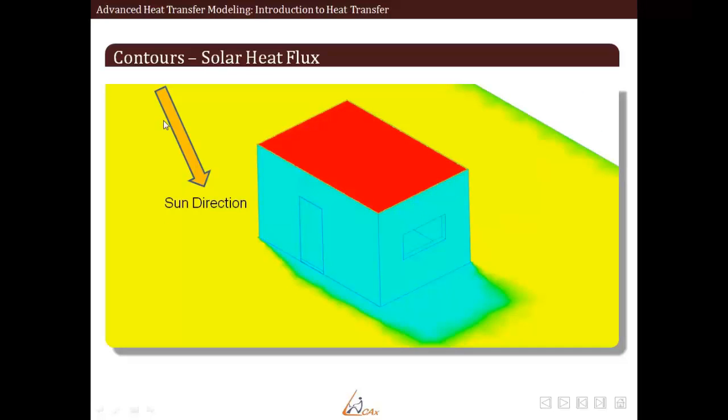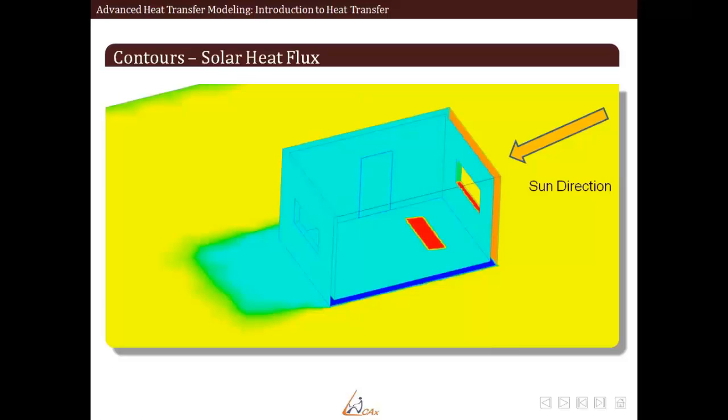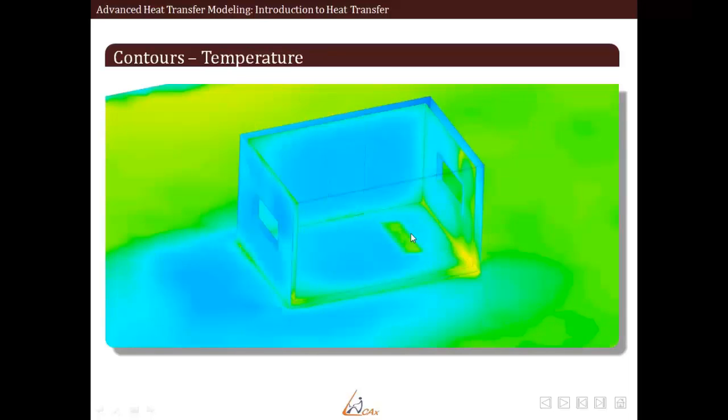When we see from the other view, this is how it looks opposite to the direction of the sun. So the cooler side is actually in the shade. So that is the result that we are observing. Solar heat flux as shown here. And the temperature contours. So temperature contours are directly an effect of the solar heat that is absorbed.